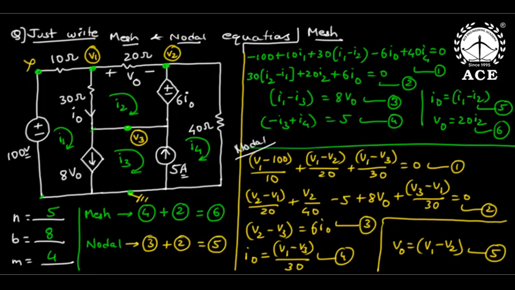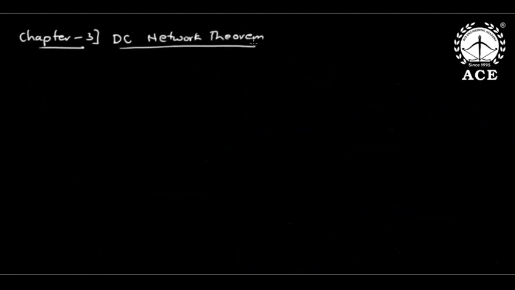Okay, everybody, let us go to network theorems. Now we are going to chapter 3, DC network theorems. There are total 10 theorems: source transformation technique, superposition, Thevenin's, Norton's, maximum power transfer, then Tellegen's, and after Tellegen's, reciprocity, Millman's, compensation, and substitution.